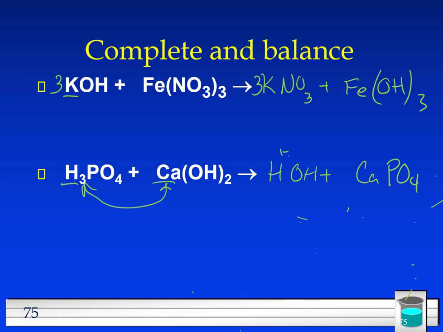H is 1 plus, OH is 1 minus. You can see that that's just a bizarre way of writing water. Right. Ca is 2 plus. PO4 is 3 minus. So that's Ca3(PO4)2. So now I've got the right formulas. So I have to balance.